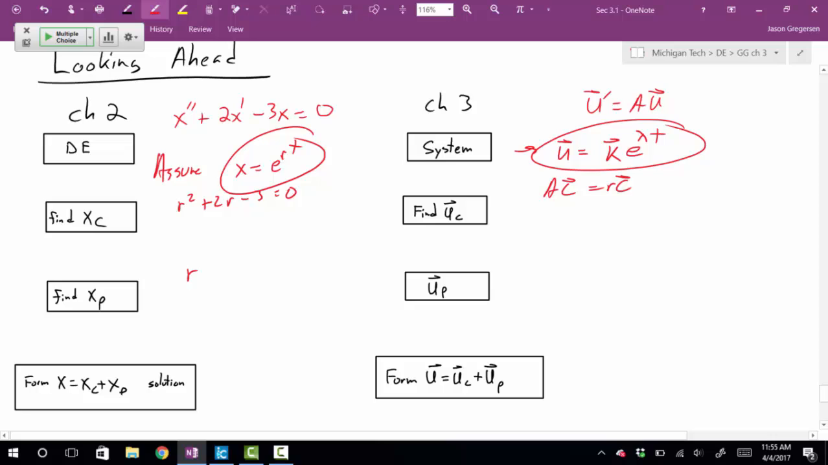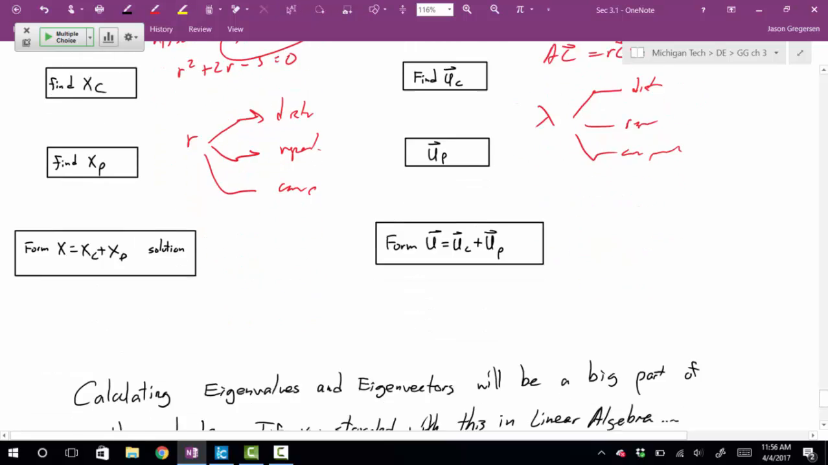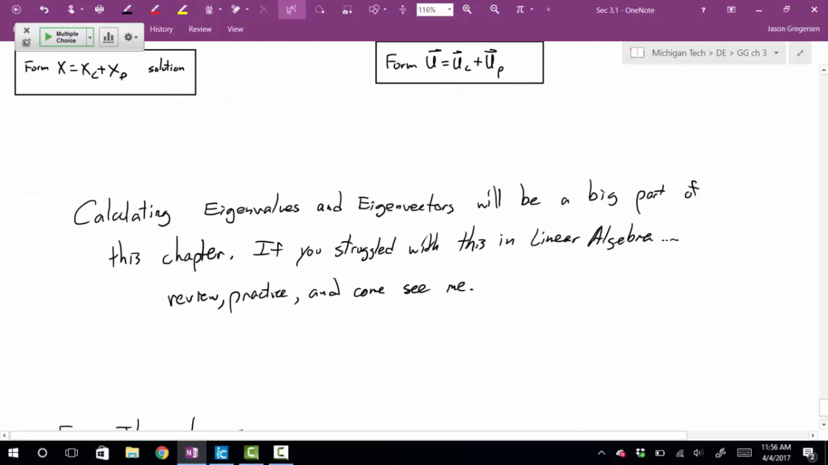In this case over here, r had 3 different cases. r was distinct, it was repeated, it was complex. Over here, lambda is going to be distinct, repeated, complex. And they're going to have different solutions. Exactly the same thing for systems. The process is going to be just the same, but it's going to be more linear algebra, and those eigenvalue and eigenvector calculations are going to be important. So a good place to review if you want to get ahead of that is to review those calculations.